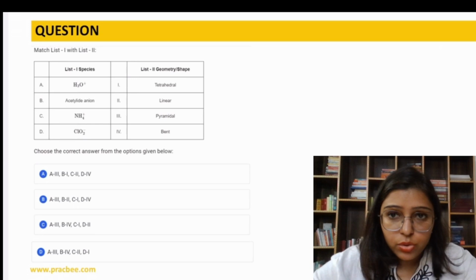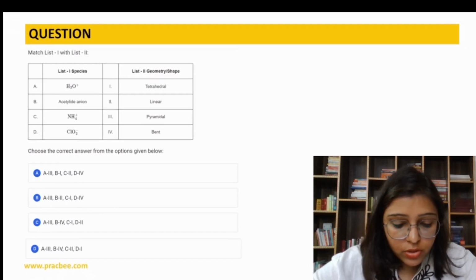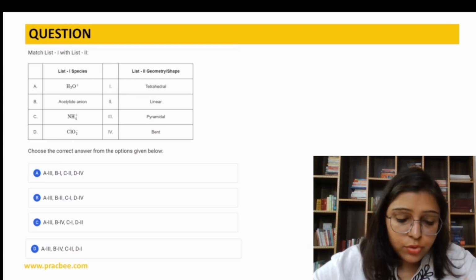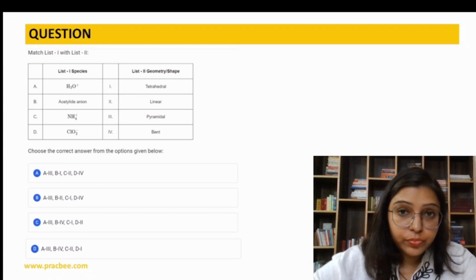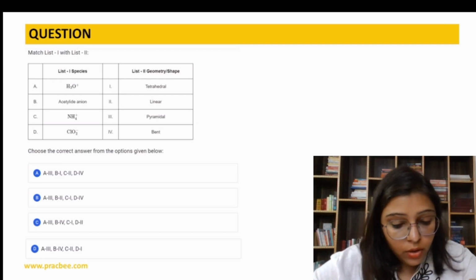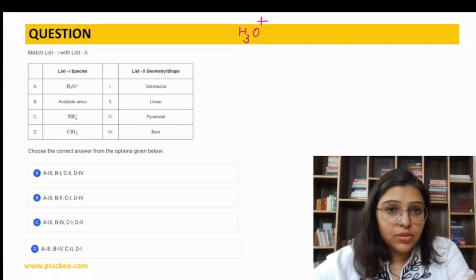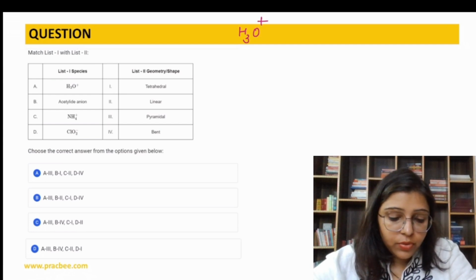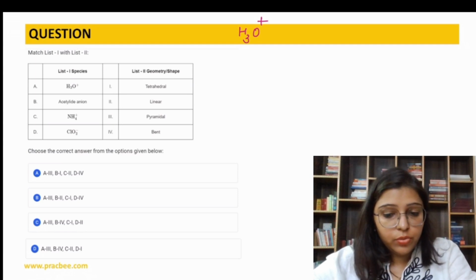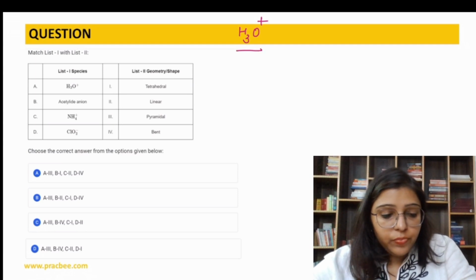Match list 1 with list 2. We have HCO positive, acetylide anion, NH4 positive, ClO2 minus, and we have to match with respect to geometry and shape. So let's do it. See, for HCO positive you have to find out the steric number, right? I'm going to do only 2 options, and then for the rest you can do on your own. So HCO positive: oxygen valence electron 6, monovalent atoms 3 because 3 hydrogen, but we have one positive charge, so minus 1. So it is going to be 4.